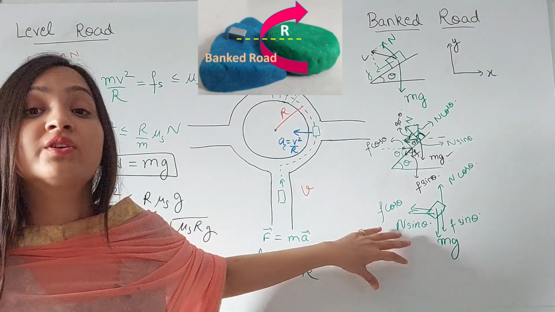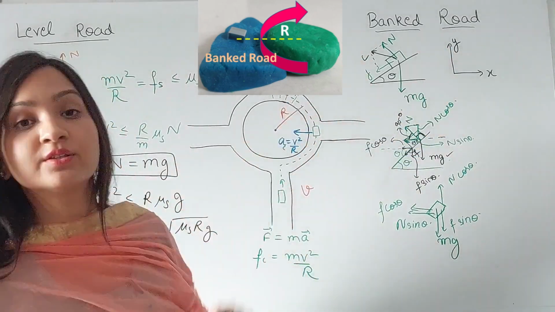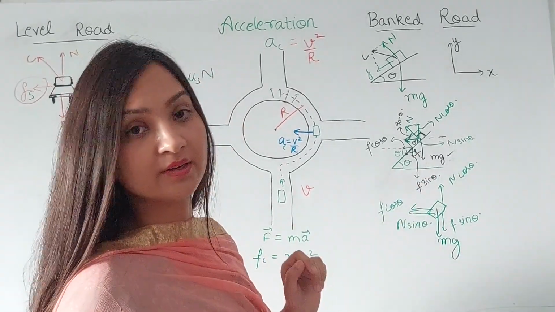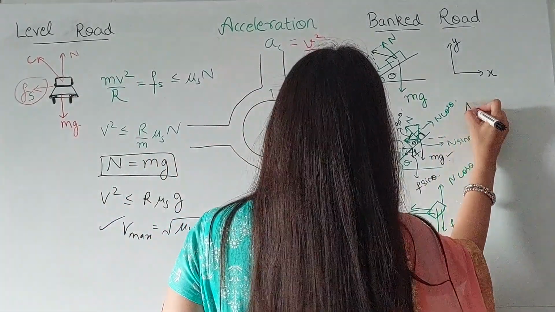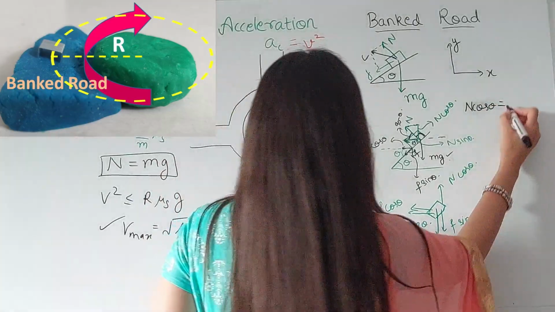These are the forces which have been resolved in horizontal and vertical components for the case of banked road. Now you know that there is no acceleration in this vertical direction, so this N cos theta will be equal to this mg plus f sin theta.